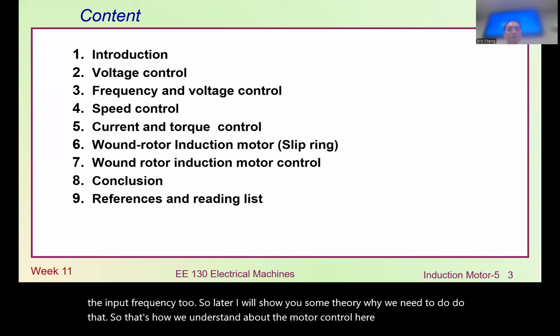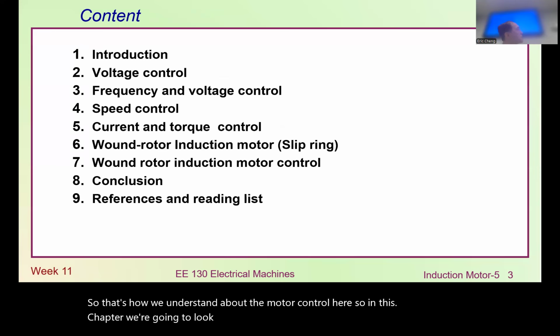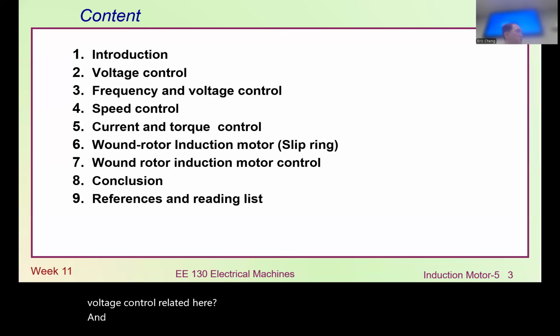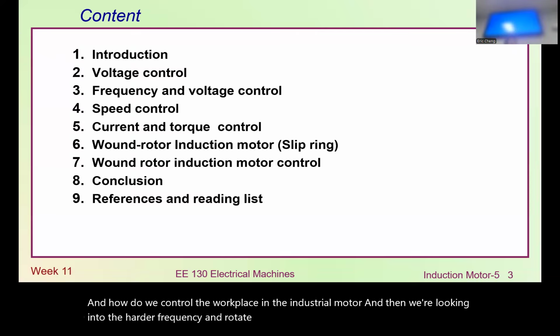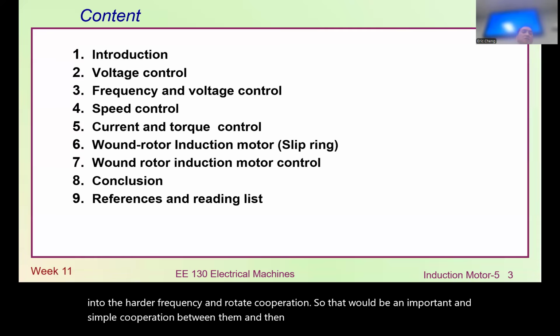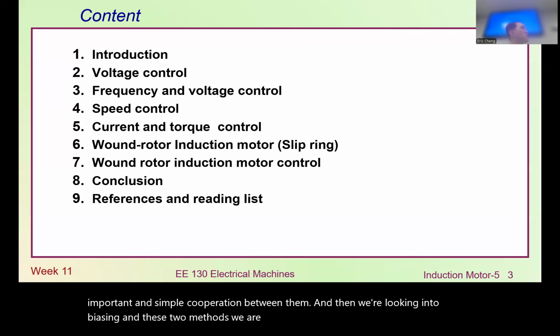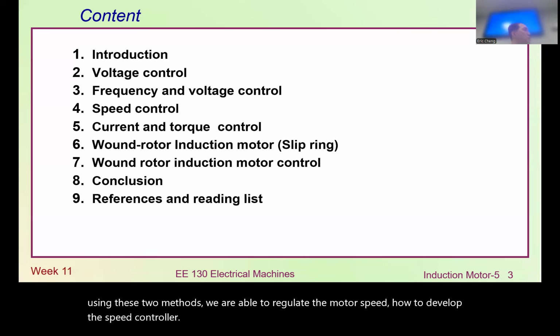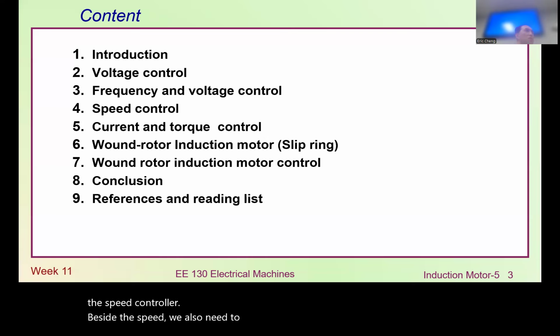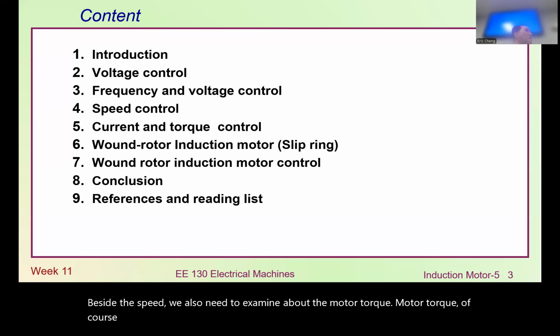So in this chapter, we're going to look at a number of areas. Firstly, voltage control, why we need the voltage control here, and how we control the voltage in the induction motor. And then we're looking into how the frequency and voltage correlate. That will be an important and simple correlation between them. And then by using these two methods, we are able to regulate the motor speed, and we look into how to develop the speed controller. Besides the speed, we also need to examine the motor torque. Of course, everything highly relates to motor torque. If we want to control the speed, we first need to control the motor torque. From there, we can regulate the speed.